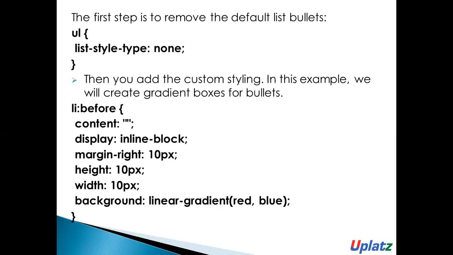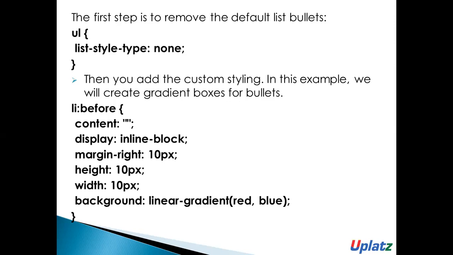So the first step is to remove the default list. For UL, what I need to do is set list style type to none. So I'm just removing the default, and after that I am adding the custom styling. What I'm going to do is create gradient boxes for bullets.